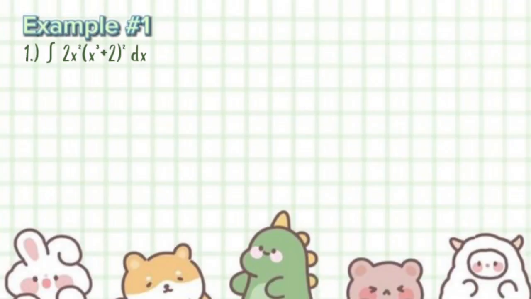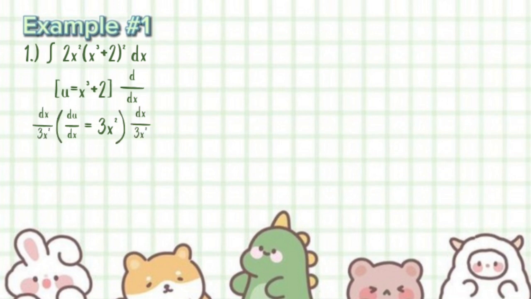With the given integral of 2x squared times (x cubed plus 2) raised to 2 dx, first, we are going to let u be equal to x cubed plus 2, then we are going to get its derivative. The derivative of x cubed plus 2 is du over dx equals 3x squared. Now, we are going to divide both sides by dx over 3x squared.